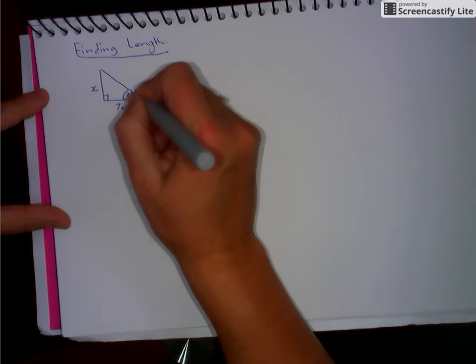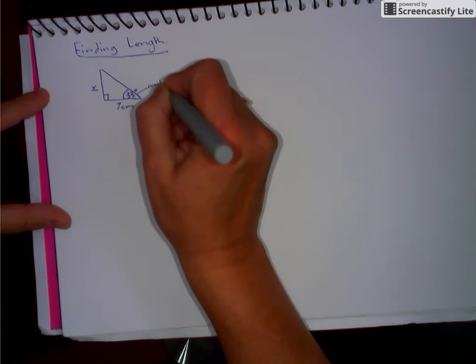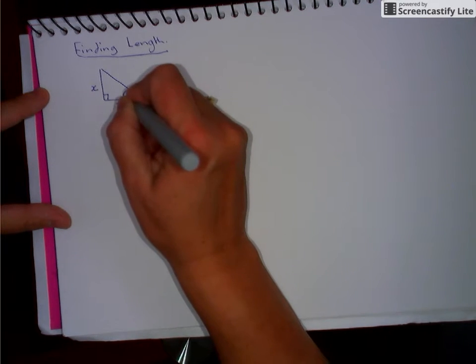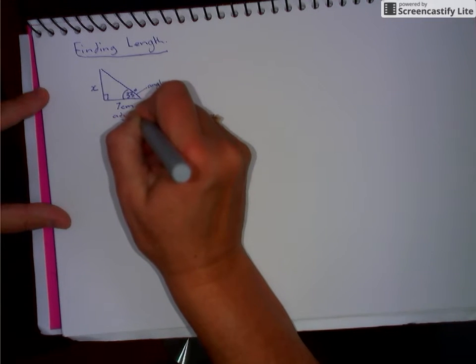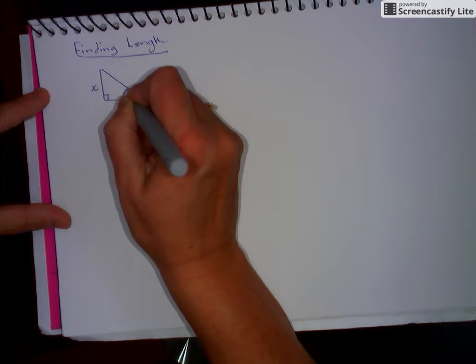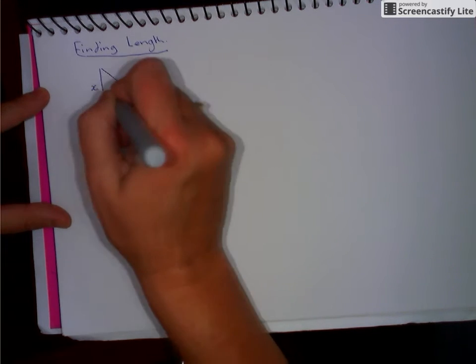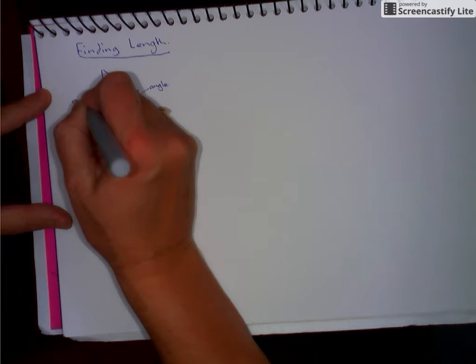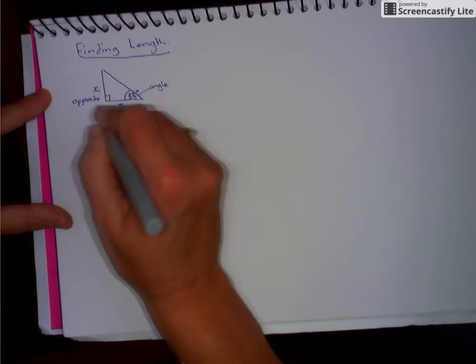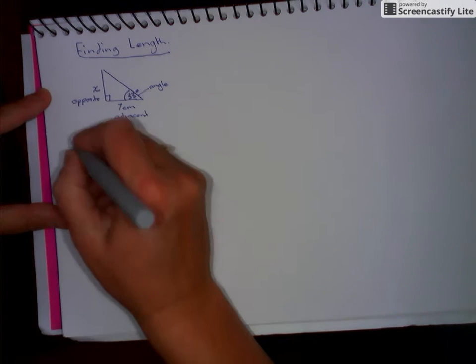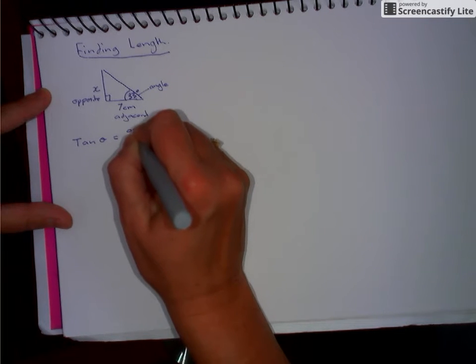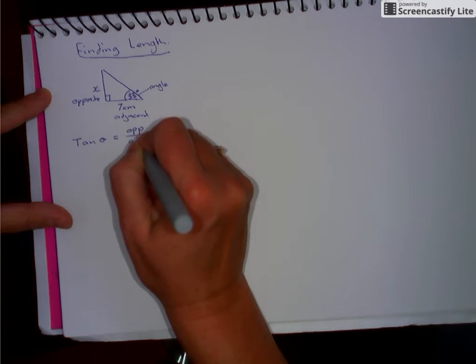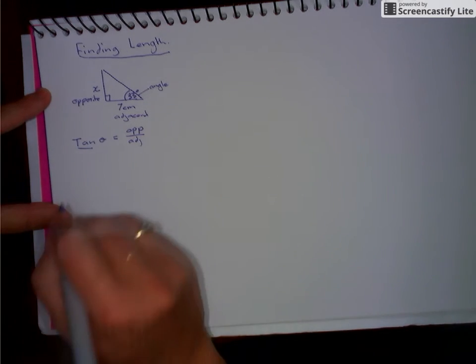We know we have an angle. We have this side, which is between the angle and the right angle, and this is our adjacent side. The side opposite the angle that we're looking at is our opposite. So we've got an adjacent side and we're looking for an opposite side. So the ratio tan theta is equal to the opposite over adjacent. So that's the ratio that we're going to use.